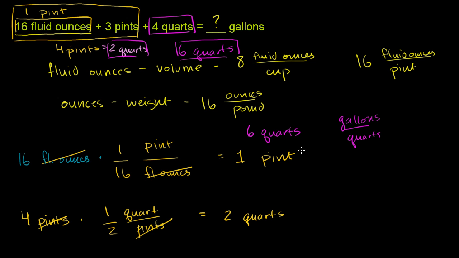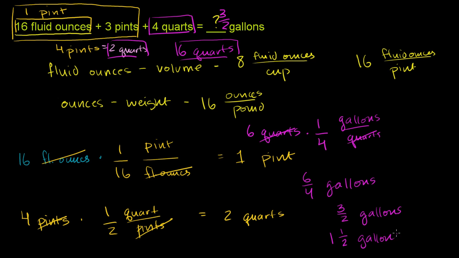And how many quarts are there in a gallon? 1 gallon is 4 quarts, or 1/4 of a gallon per quart. Now we can multiply. The quarts cancel out, and you have 6 times 1/4, which is 6 over 4 gallons. And now we can simplify this. We can divide the numerator and the denominator by 2. This is the same thing as 3/2 gallons. So 3/2 would be an acceptable answer right here. If you want to write it as a mixed number, 3 divided by 2 is 1 with a remainder of 1, so it's 1 and 1/2 gallons. Either one would be an acceptable answer.